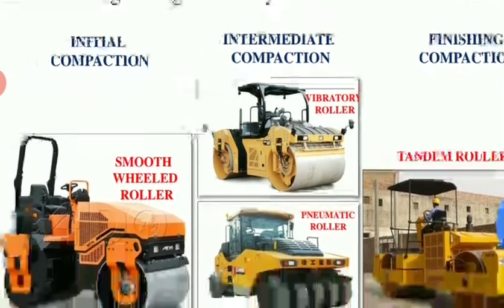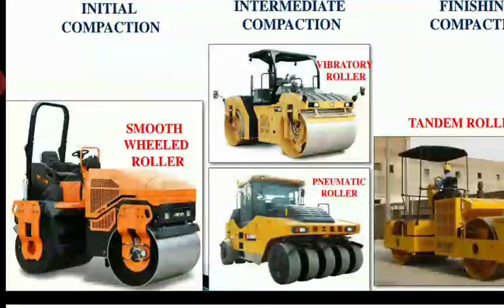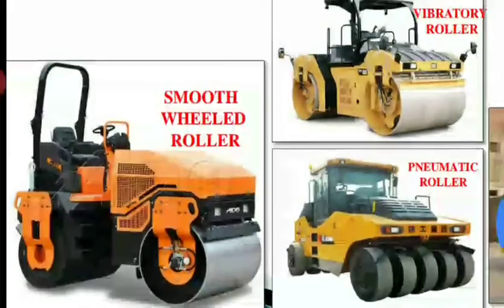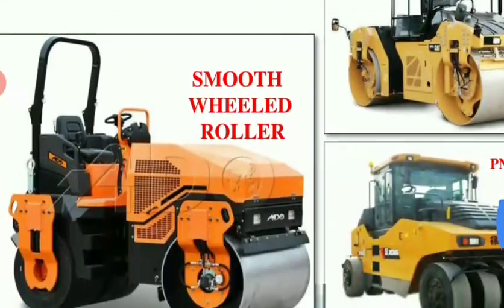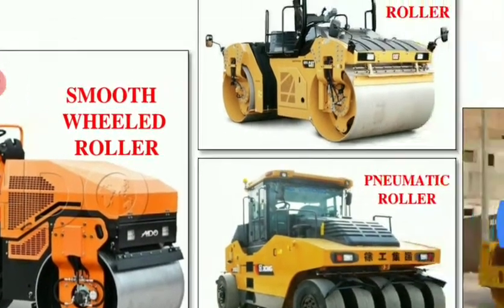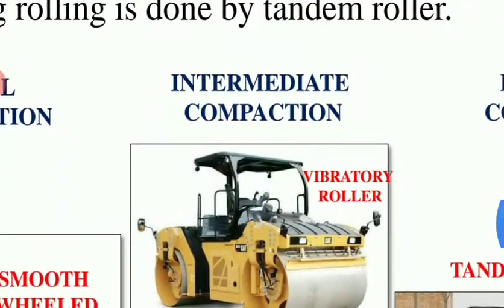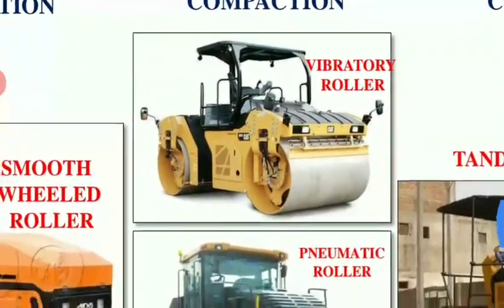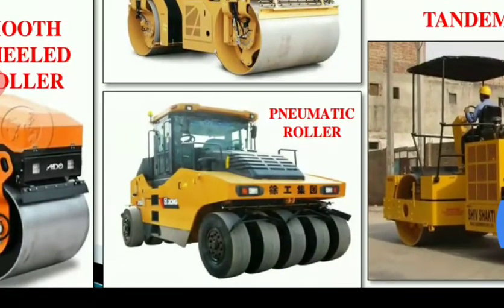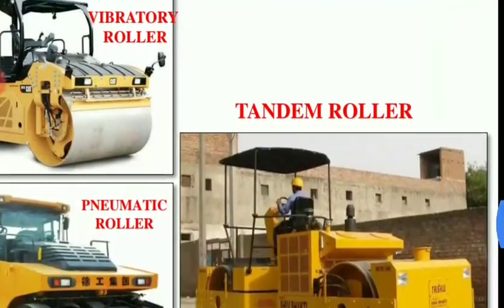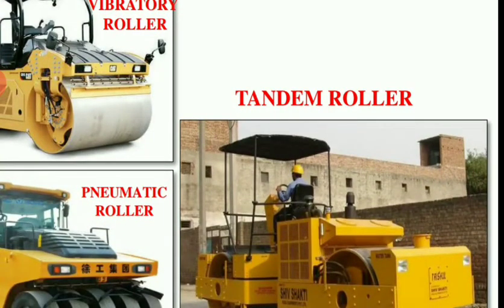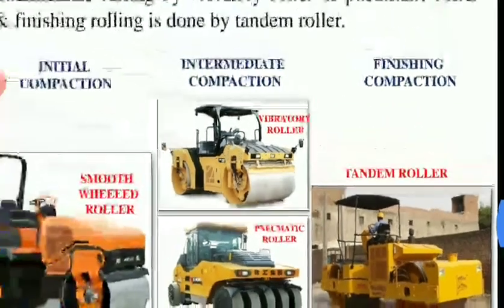Okay, and here the initial compaction of this layer is done by the smooth wheel roller. You can see this is a smooth wheel roller. The intermediate compaction can be done by a vibratory roller, or we can even use pneumatic rollers. And for finishing compaction, we can use the tandem roller, so that a clean surface of these layers can be achieved on top of the existing layers.